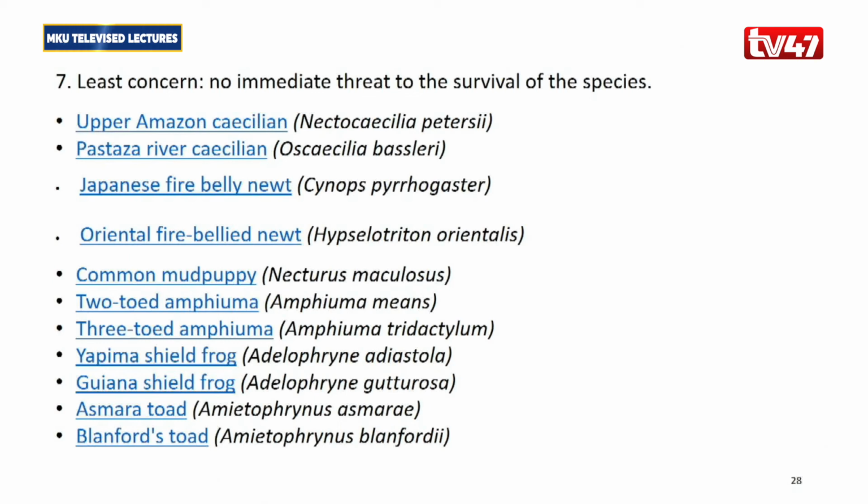So for this one, they have no risk of becoming extinct or endangered, simply because their number is sustainable. They have a high or large population. Examples include the upper Amazon Sicilian, the Pastaza River Sicilian, the Japanese firebelly newt, Oriental firebelly newt, the common mud puppy, the two-toed amphibia, the three-toed amphibia, the Eupima shield frog.